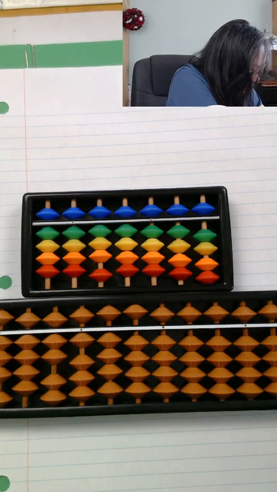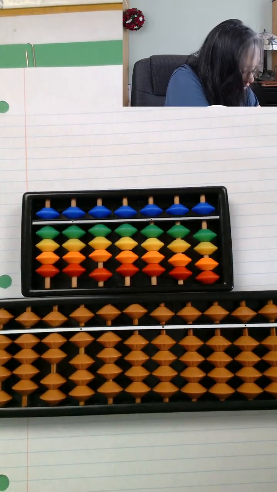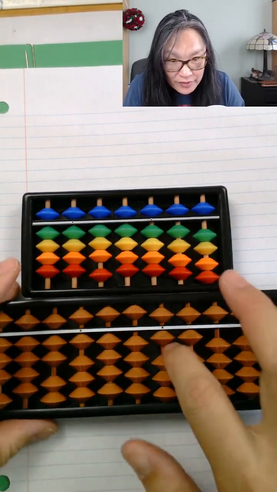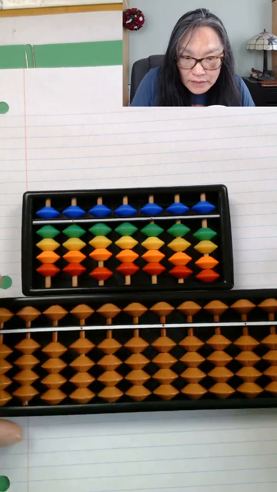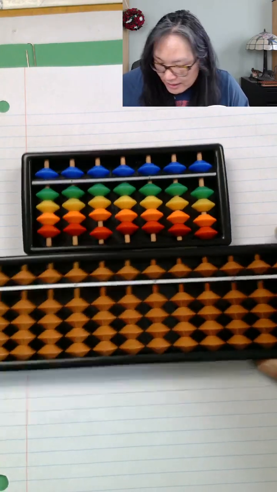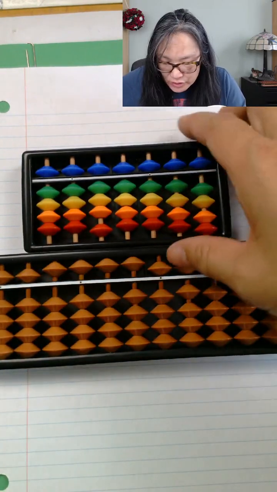All right. So what we are going to do now is minus, and then after minus we'll do this question, which is 99, but it would have to be on this one. Does that make sense? The bigger abacus, yeah. The 13 column one I would suggest for the adults just because you can do more questions.